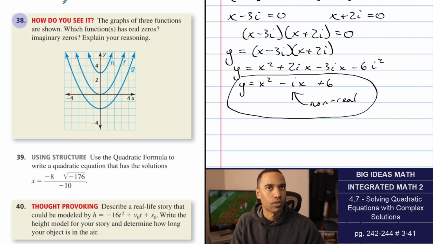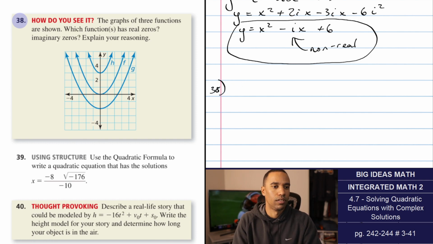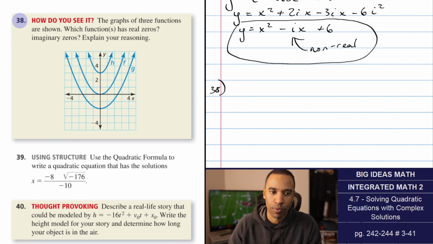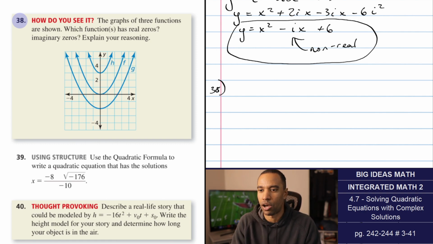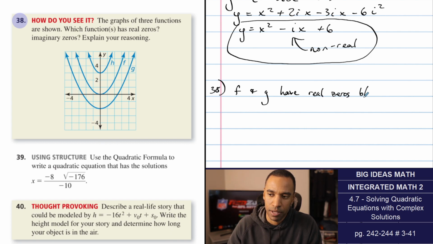All right. Four more problems. Number 38. How do you see it? The graphs of three functions are shown. Which functions have real zeros, imaginary zeros? Explain your reasoning. F and G have real zeros. Look at F. It crosses at the origin, but it crosses once, and it only needs to cross once. G crosses here and here. H does not cross at all. So F and G have real zeros because their graphs intersect with the x-axis.